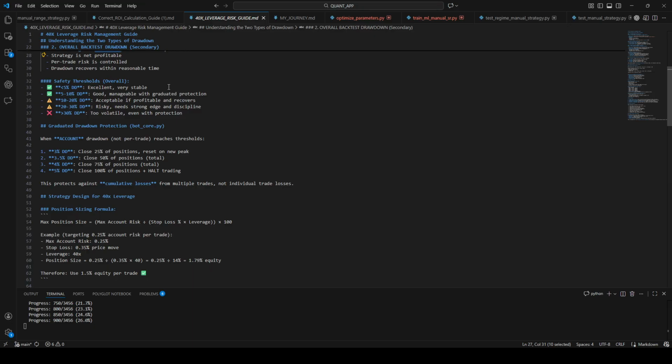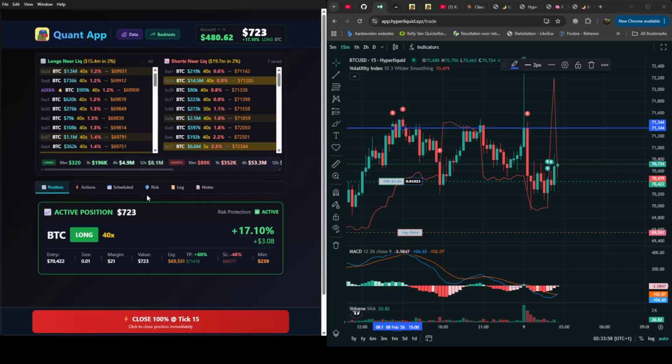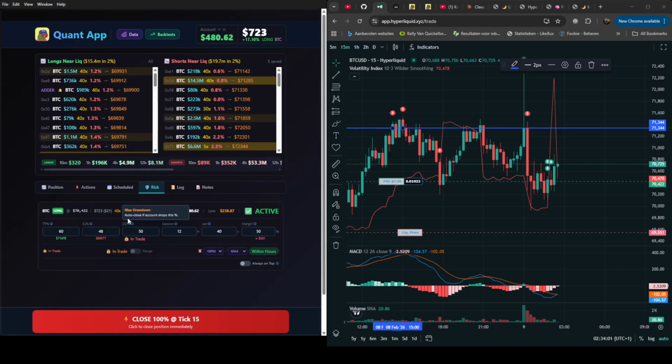That's why you can do a Monte Carlo or walk forward on this one. Permutations, you can also do this. You have some analysis that you can perform. Between 20 and 30, risky, needs strong edge and discipline. So that's what I'm doing right now, guys. I have a risk of 50, so I should have been putting this on 30 to secure my profits a little bit more.